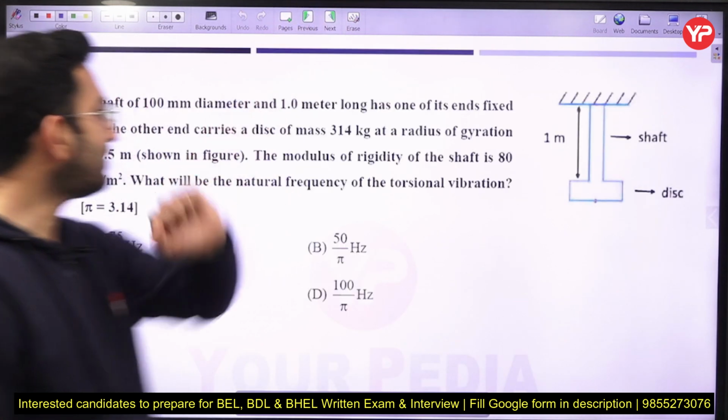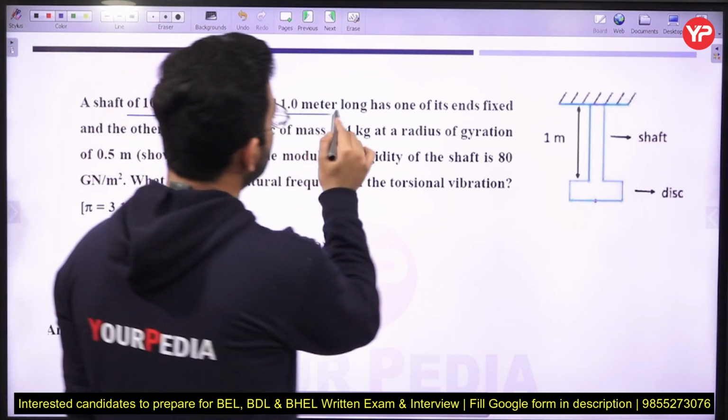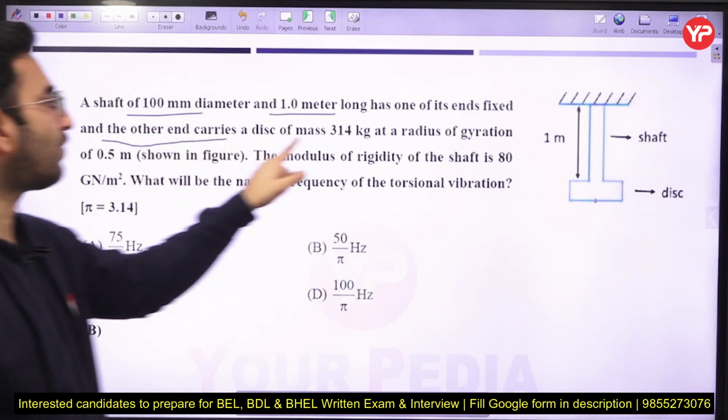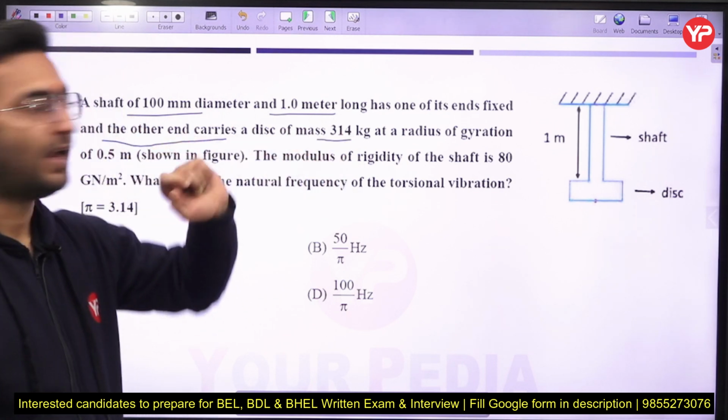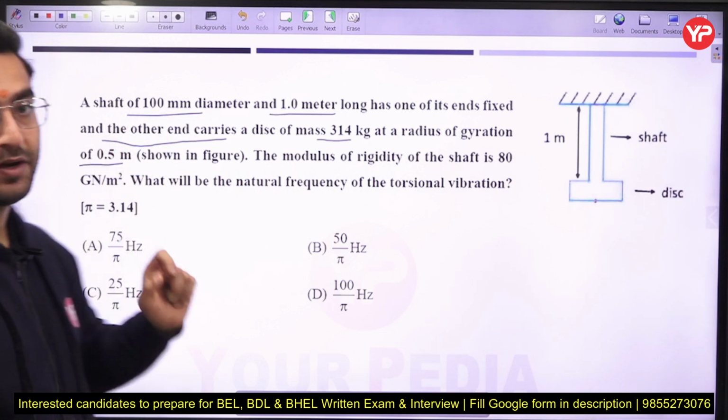Now the next question is, a shaft of 100 millimeter diameter and 1.0 meter long has one of its ends fixed and the other end carries a disc of mass 314 kg, and the corresponding radius of gyration is also given as 0.5 meter.